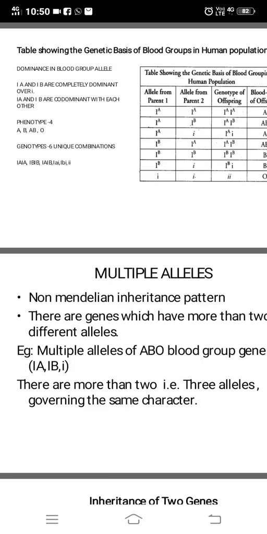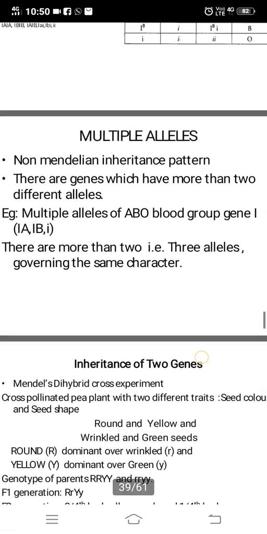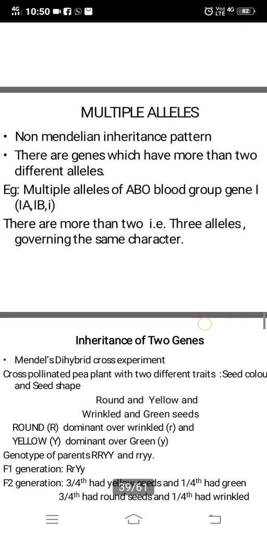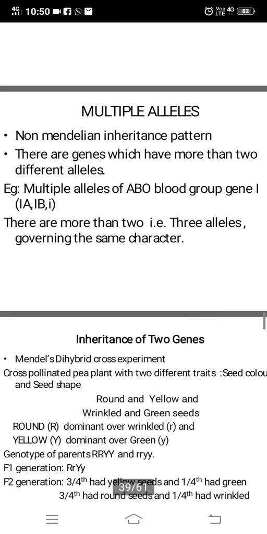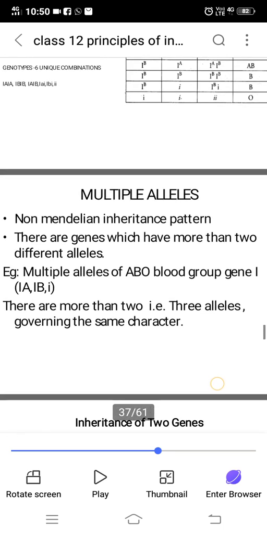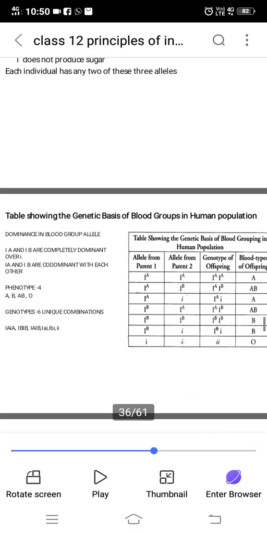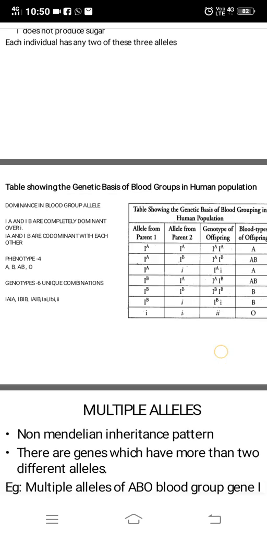So what I told earlier, multiple alleles, is a non-Mendelian inheritance pattern, and there are genes which have more than 2 alleles. So the multiple alleles of ABO are IA, IB, small i, that is 3 alleles governing the same character. So IA, IB and i all govern the character for our blood group. So this is the example of multiple alleles. So this is what is done in codominance and incomplete dominance.